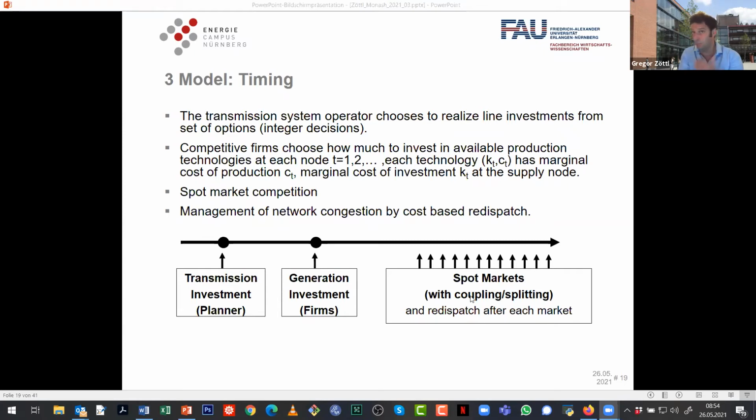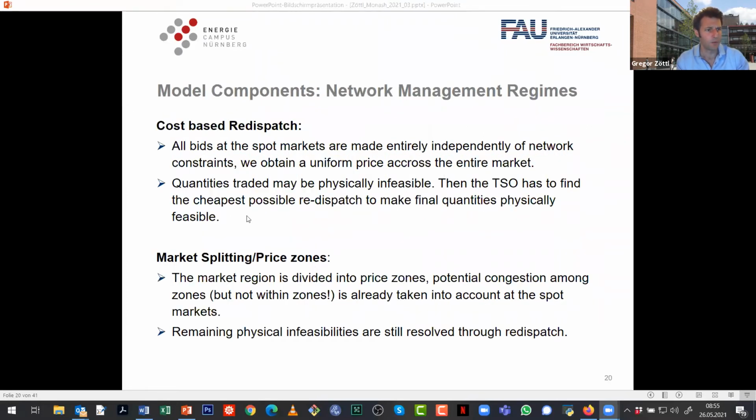In case the spot market trade does not deliver results which are compatible with the network, you need redispatch organized by the transmission system operator. So that's the idea, and each firm can invest in many technologies which come at different investment costs and variable production costs. We have cost-based redispatch, and we look at market splitting, as I just said.